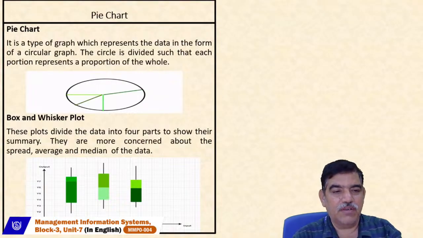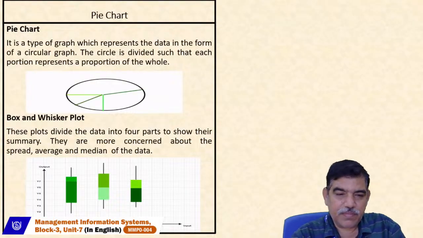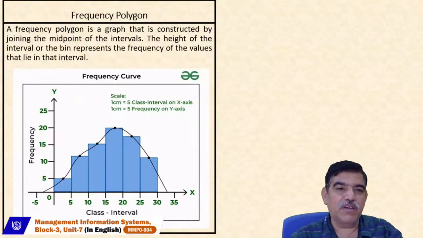Box and whisker plots. These plots divide the data into four parts to show their summary. They are more concerned about the spread, average, and median of the data. That is called a box plot.